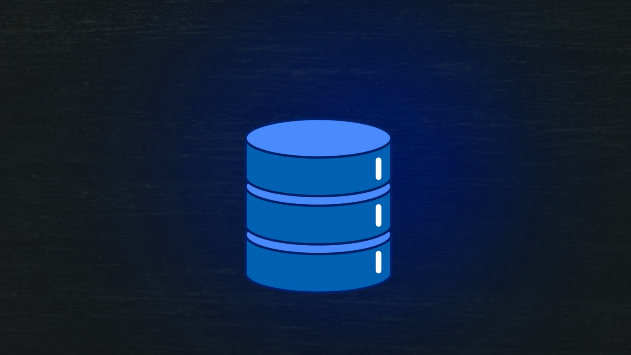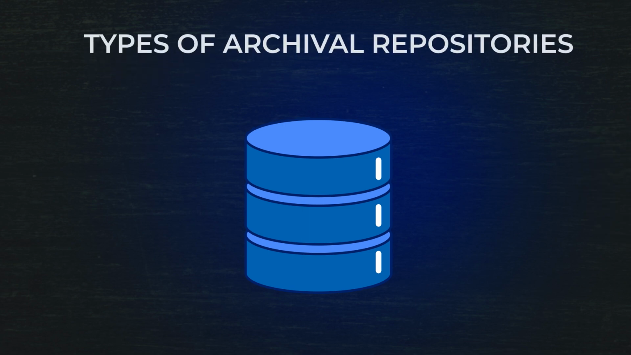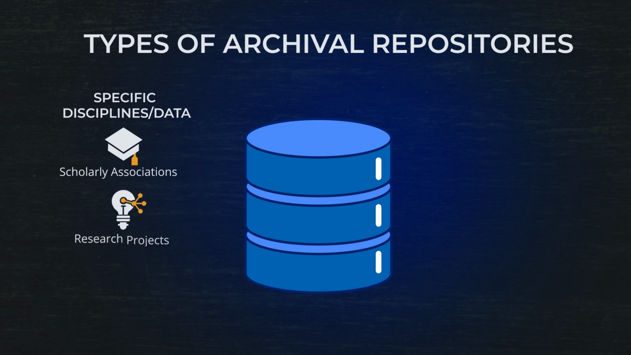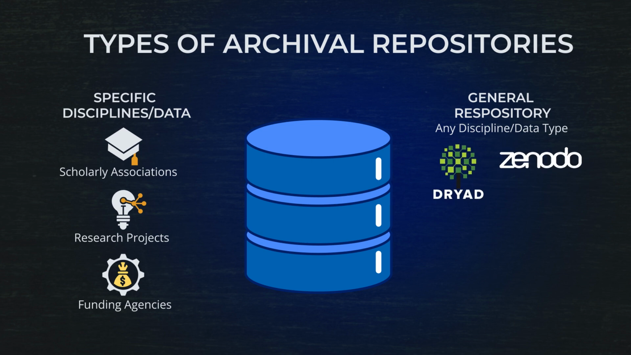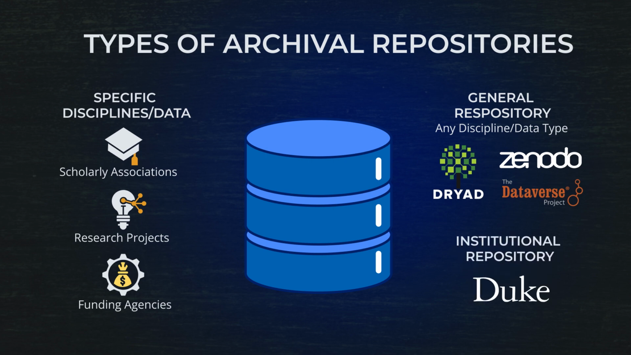underlies your scholarly results. So there are different types of archival repositories. Some serve very specific disciplines or data types and may be maintained by a scholarly association, research project, or funding agency. There are also general repositories that will take data from any discipline and in any data type, for instance, Dryad, Zenodo, and Dataverse. Many institutions, such as Duke, also host institutional research data repositories. Choosing a repository will depend on the needs of your project, but generally a repository should help make your data more FAIR.